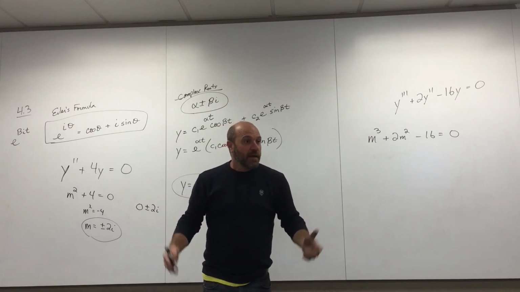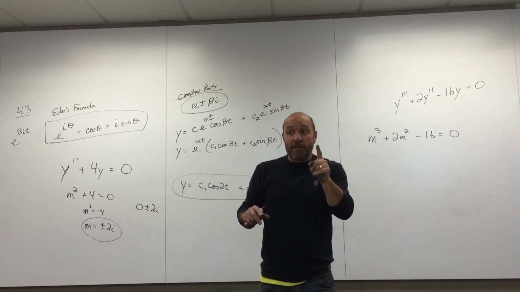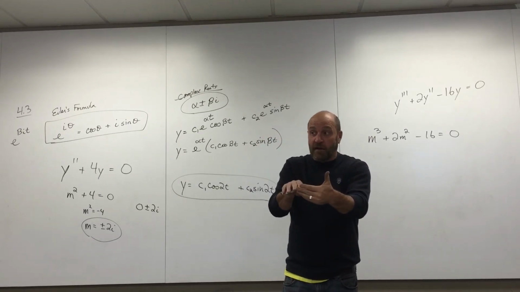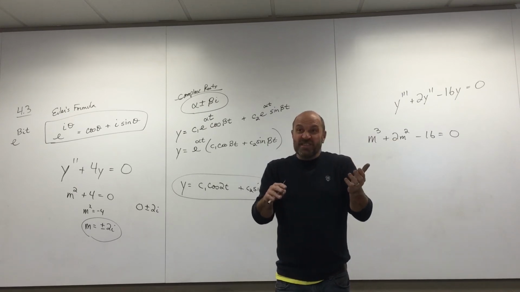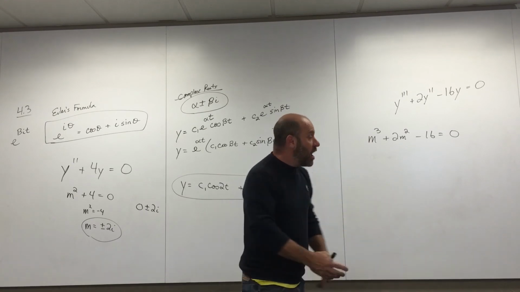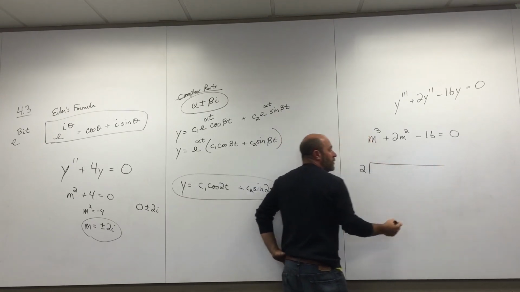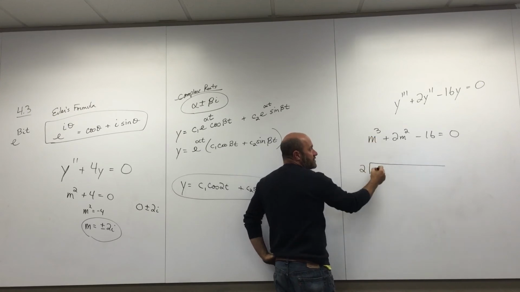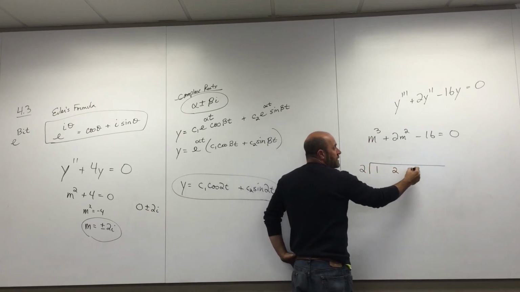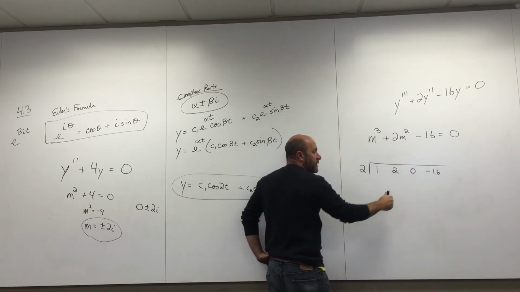I think you're right. Now, what are the other ones? I don't know. Even though you know 2 might be a root and you saw it on your graphing calculator, synthetic division is still a valuable tool. If 2 is a root, let's try it. I'm going to do synthetic division. The coefficients are 1, 2, 0, and negative 16. You've got to remember that 0. That's important.